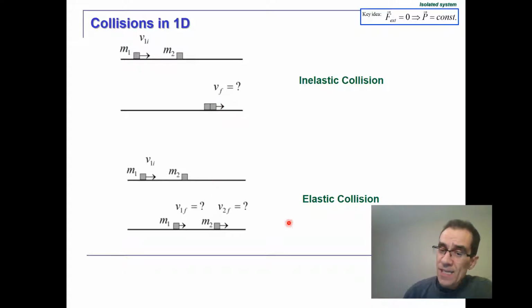Now, in the case of an elastic collision, the mechanical energy is conserved in addition to the linear momentum being conserved. We call that an elastic collision. Sometimes people call this a perfectly elastic collision. Basically it means that the kinetic energy after is equal to the kinetic energy before. So these are collisions in one dimension, and we have studied them quite a bit.